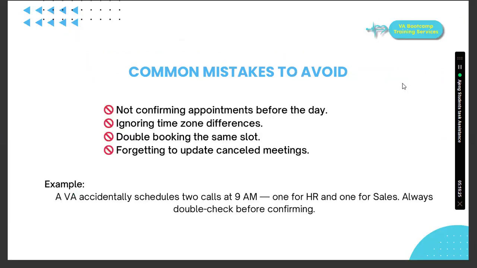Okay, next. So these are the common mistakes that you should avoid. For example, not confirming appointments before the day, and then ignoring time zone differences, and then double booking the same slot, and forgetting to update canceled meetings. So, for example, a virtual assistant accidentally scheduled calls at 9 a.m., one for HR, one for sales. So make sure to always double check before confirming.